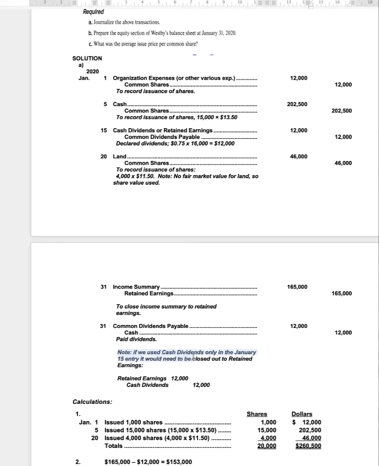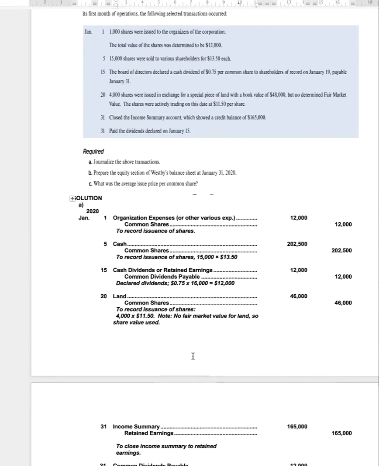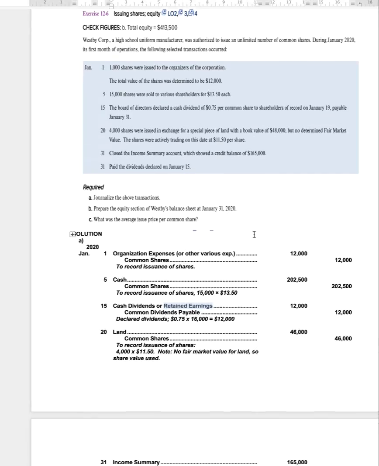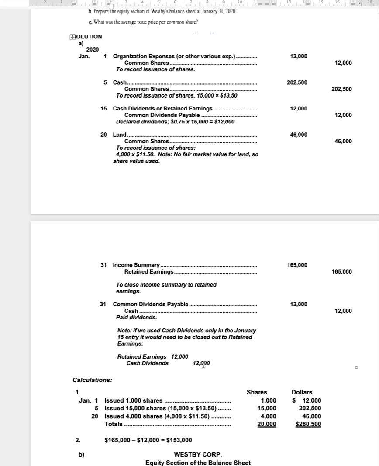Now, I just made a note here. If we had used the cash dividends only, so remember here, let's say we didn't use retained earnings. Let's say the question said use the cash dividend account. It didn't, but let's say it did. Then you'd have to debit the cash dividends and credit the common dividends payable. But then the common cash dividends would have to be closed or zeroed out. So we would credit it because we would have debited it up here, right? And then we'd have to debit the retained earnings by $12,000. They didn't say that, but if you had done it this way and not used retained earnings, then you have this account, and to zero it out, you credit it and you debit retained earnings, right?